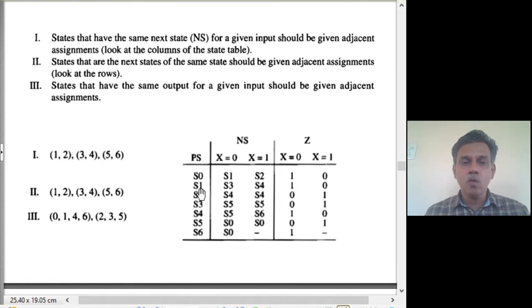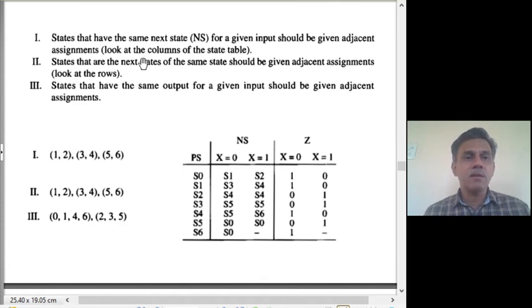So, 1 and 2 are two states which have the same next state S4 for a given input x equal to 1. So, 4 and what does it say? 1 and 2 have to be adjacent. So, this is how this has been arrived at.